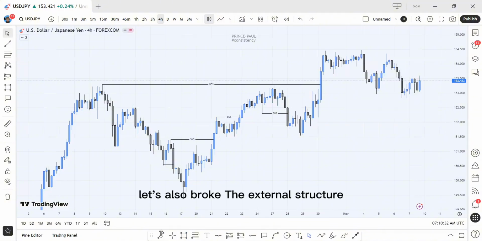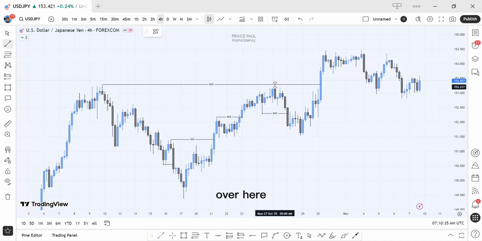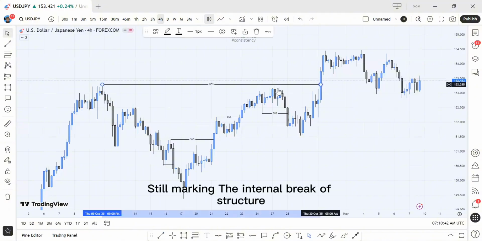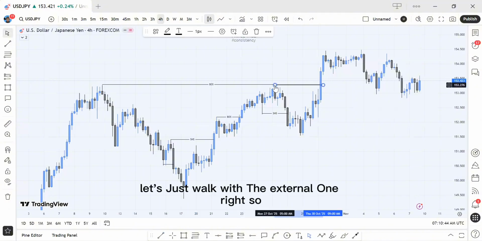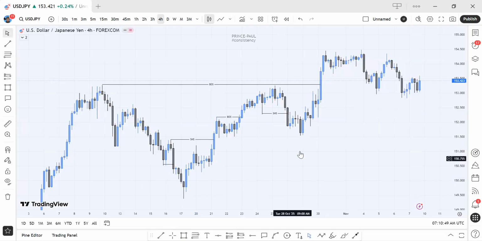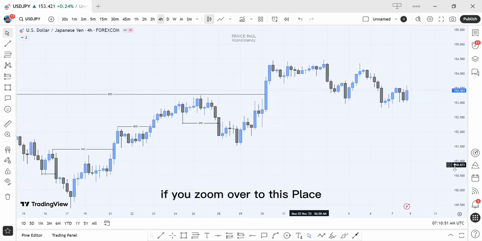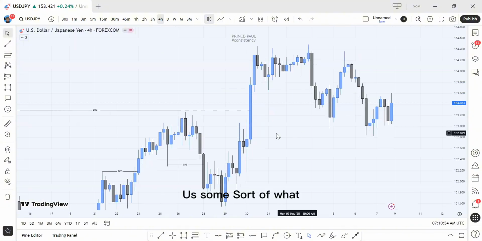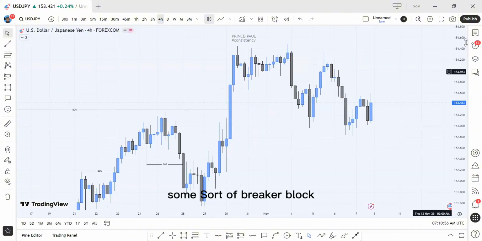Also broke the external structure over here, over here. Right? So since it already took out the external structure, I don't think there's any point still marking the internal break of structure. Let's just work with the external one. Right? So if you zoom over to this place, you will know that price gave us some sort of breaker block.